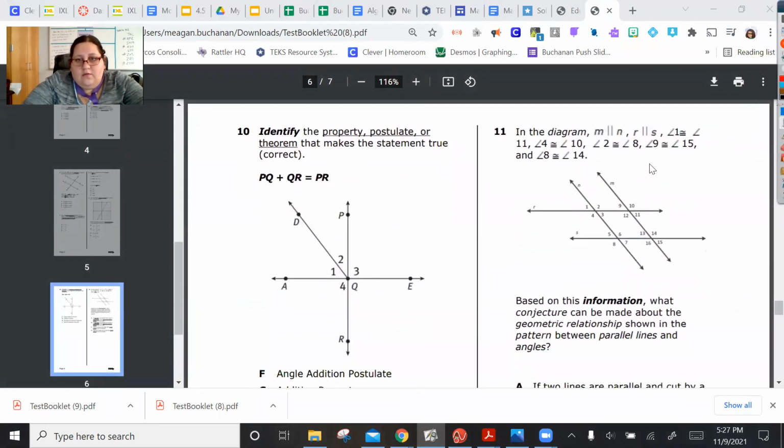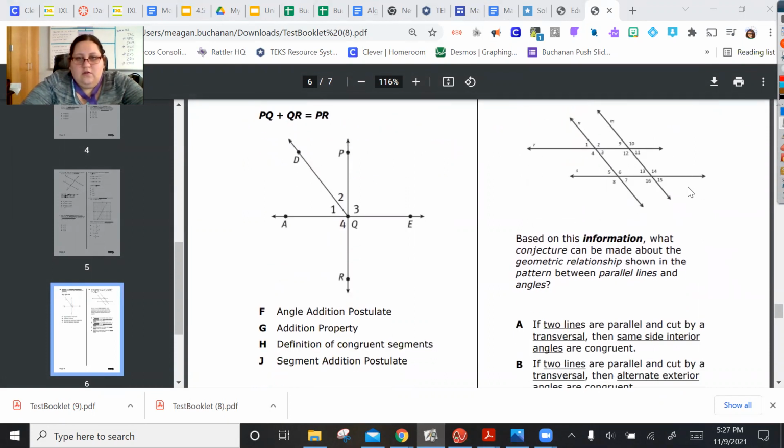Okay, so we go back up here to number 11. In the diagram, M and N are parallel, and R and S are parallel. Angle 1 is congruent to angle 11. Angle 4 is congruent to angle 10. 2 is congruent to 8. 9 is congruent to 15. And 8 is congruent to 14. Based on the information, what conjectures can be made about the geometric relationship and the patterns between parallel lines and angles?